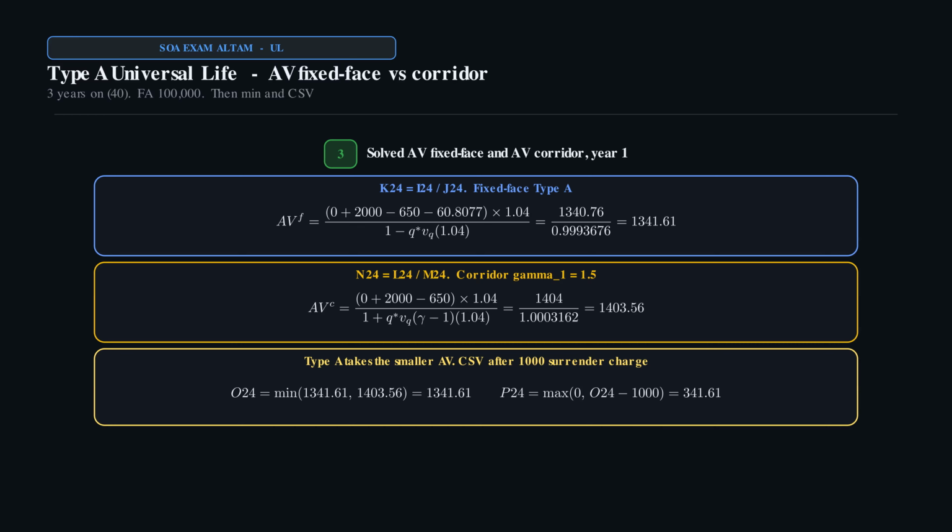Cash surrender value is 341.61 after the 1,000 charge. C25, next year's opening AV, is the min, 1,341.61.